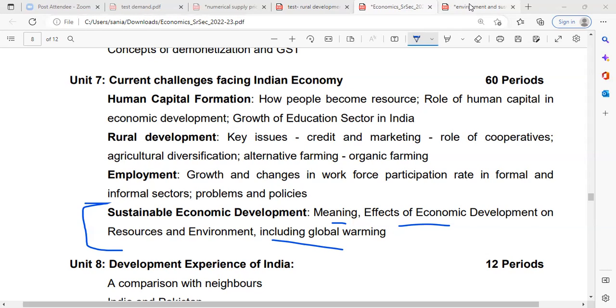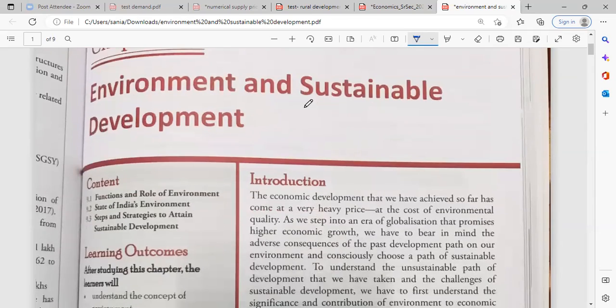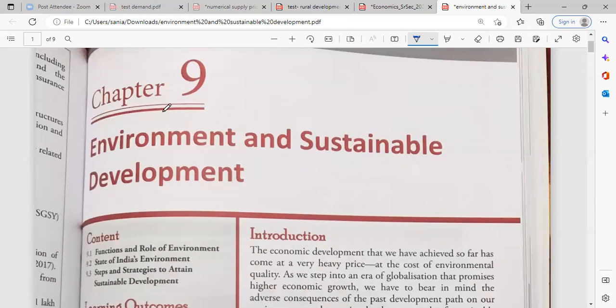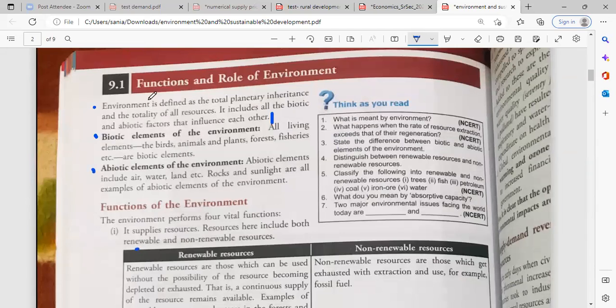So now after this, we'll be starting with the chapter. First of all, write the chapter: Environment and Sustainable Development. And then the first topic we will be doing is environment. So first of all, write the heading: what is an environment?